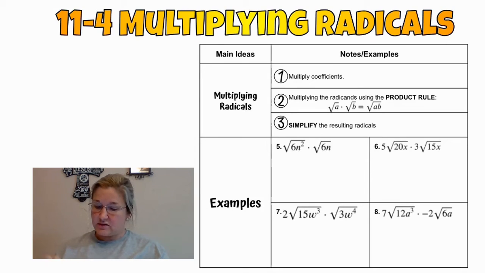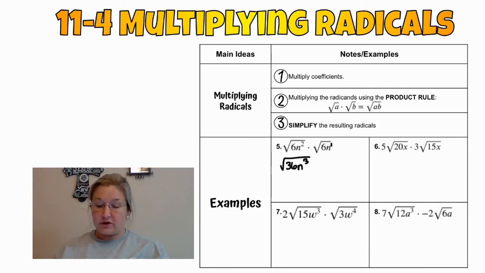So we have 6n squared times 6n. So just multiply straight across. So that's going to be 6 times 6, which is going to be the square root of 36 n. And remember, when you multiply, you're going to add coefficients. So that's going to be a 3.